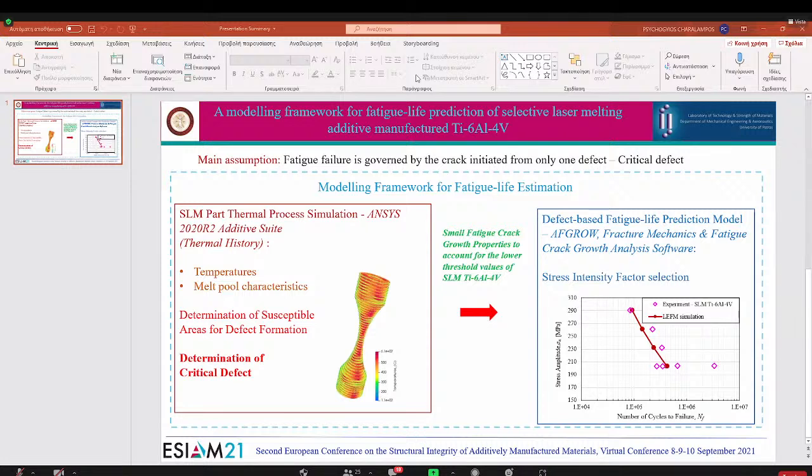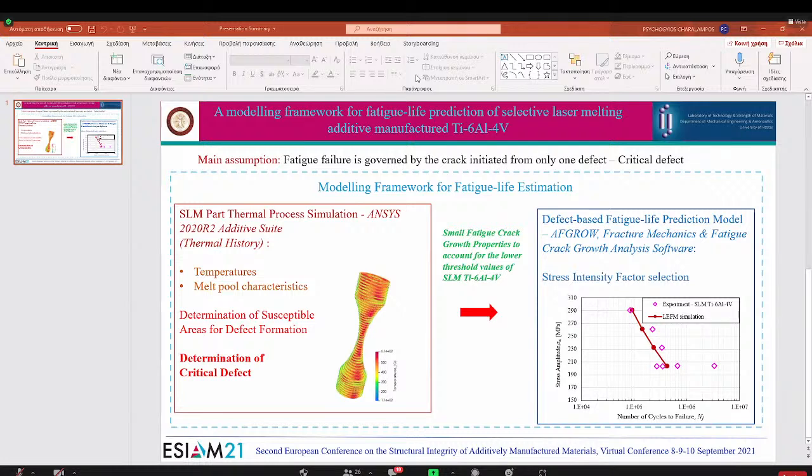Finally, from the susceptible areas, the location of the critical defect is determined, and in the present case, it is located in the layer of the thinnest cross section of the part, where the maximum stresses will be developed during the uniaxial loading of the fatigue specimen.